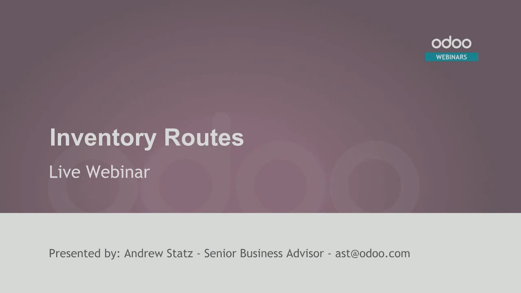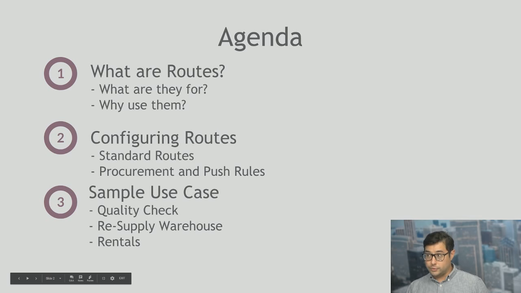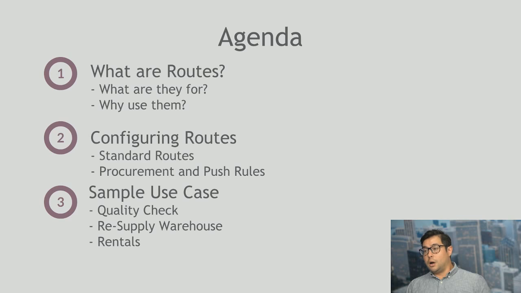All right. Hi, everyone. Thanks for taking your time out to join us today. We're going to cover Advanced Warehouse Management, also known as Inventory Routes. First things first, I'm going to talk about our agenda today. We're going to talk about what routes are, what they're used for, and why use them. We're going to talk about how we configure routes, and some of the standard, out-of-the-box routes that we have within Odoo. And then I'll walk you through 3 sample use cases of routes.